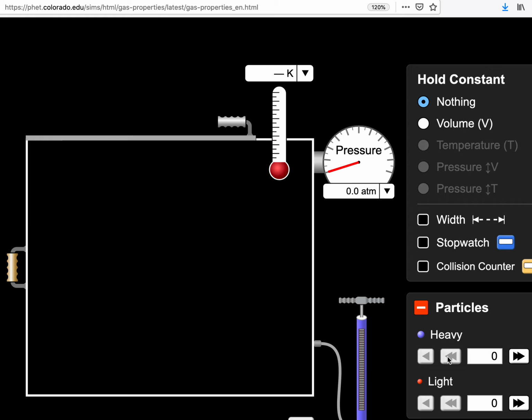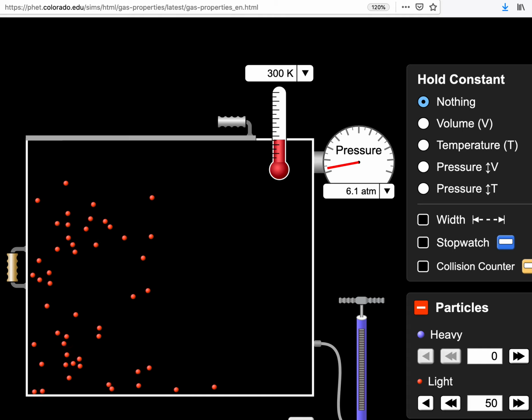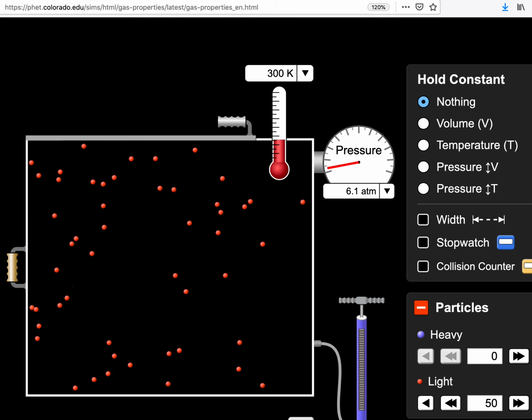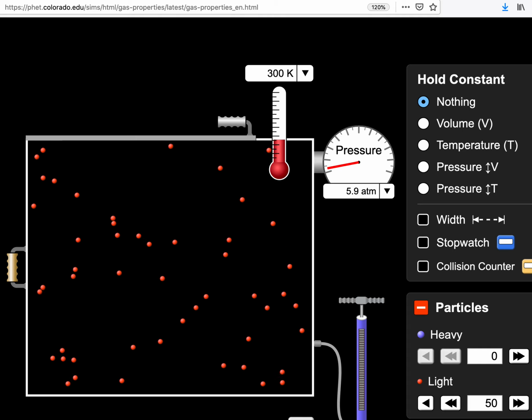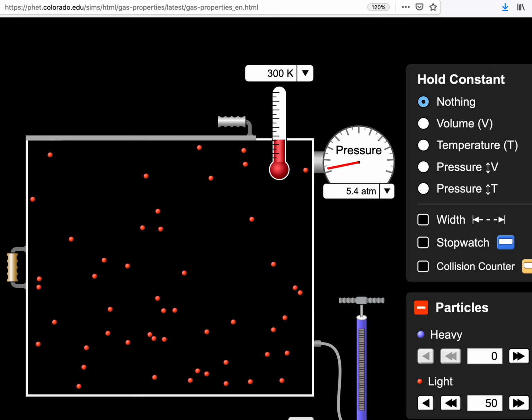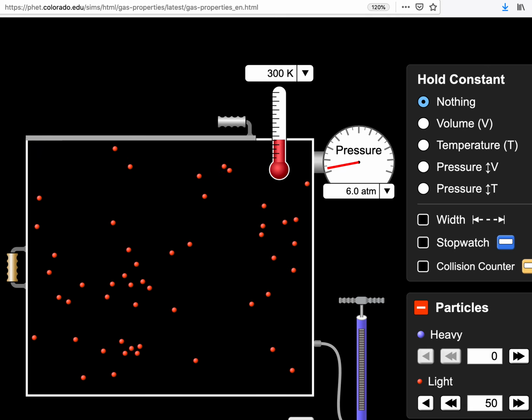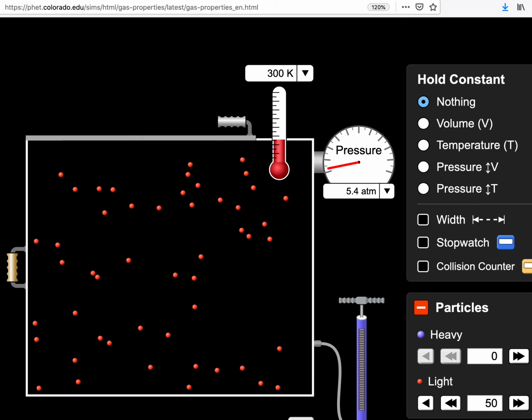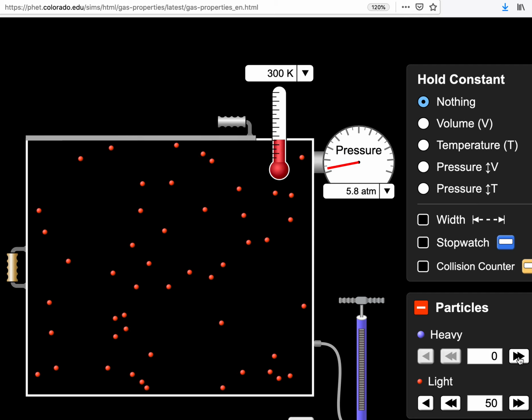Let's take those out. Let's put in 50 particles of the lighter gas. They're moving a little faster, but let them settle down for a minute. It's about 6 atm. Let's put the other ones back in and see how they interact.